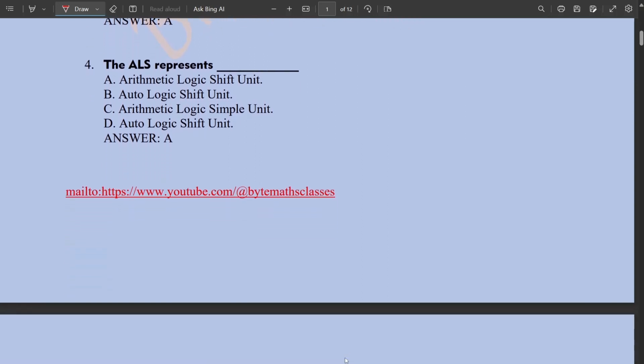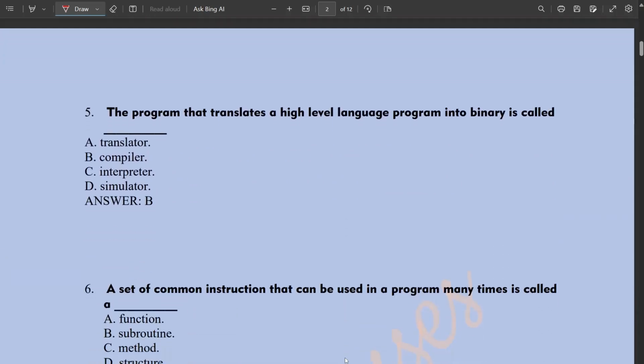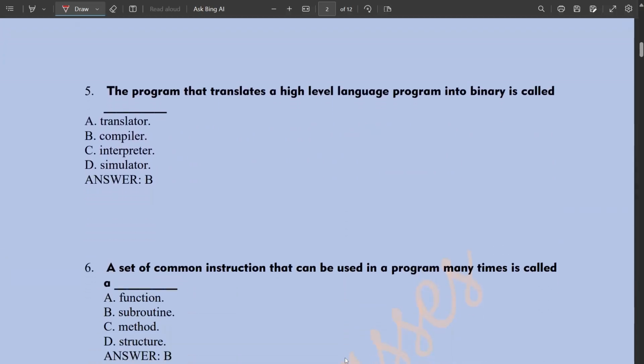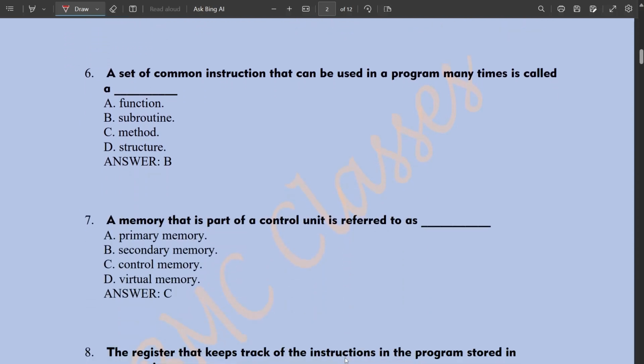Next, the ALSU represents what? Arithmetic logic shift unit. Next, the program that translates a high level language program into binary is called a compiler.